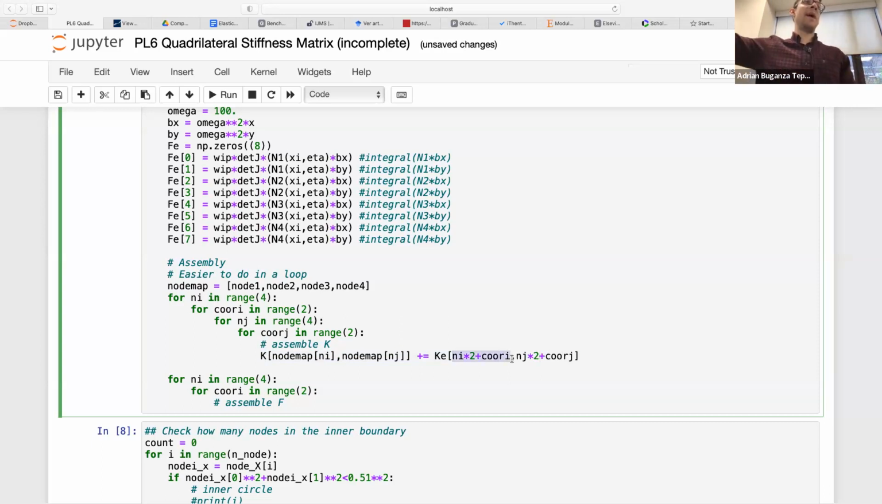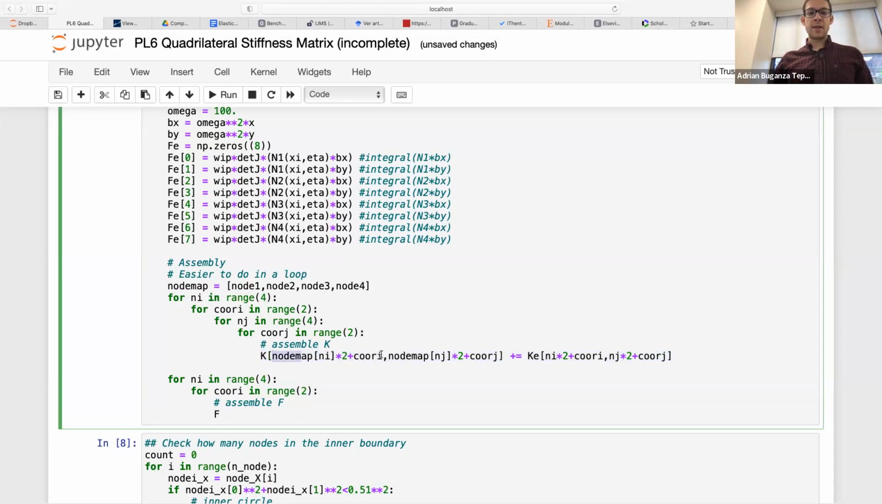So now this will loop over and access all 8x8 entries, because for every Ni, it will access the core I 0, 1, so X or Y. Again, the reason for this times 2 plus core I is because now for every node there are 2 entries. So I need to multiply by 2 and go to either core I 0 or core I 1, so X or Y. This is really the key. And again, this looks different from the heat transfer, for which there's only a single unknown per node. So it doesn't have the times 2 plus core I or the times 2 plus core J. If you go back to that one, it should just have Ni and J, and then node map Ni, node map J.